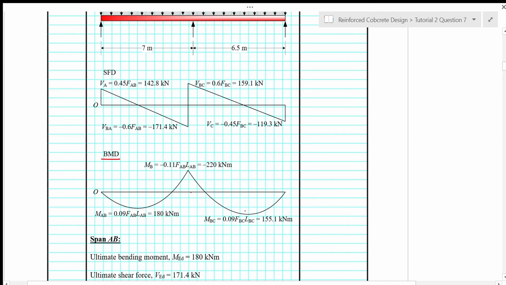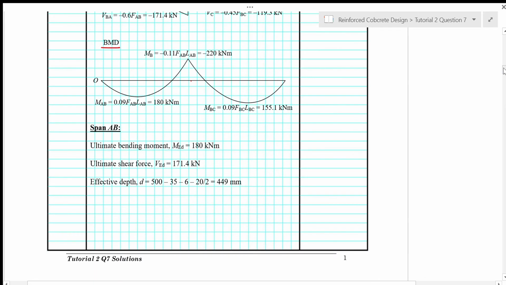And then this is the moment near the middle of span BC. So span BC is also considered as an end span. So for an end span, near the middle of the end span, we have 0.09 FL. So this is span BC, so it's FBC and LBC. MBC near the middle of the span BC is 155.1 kilonewton meter.